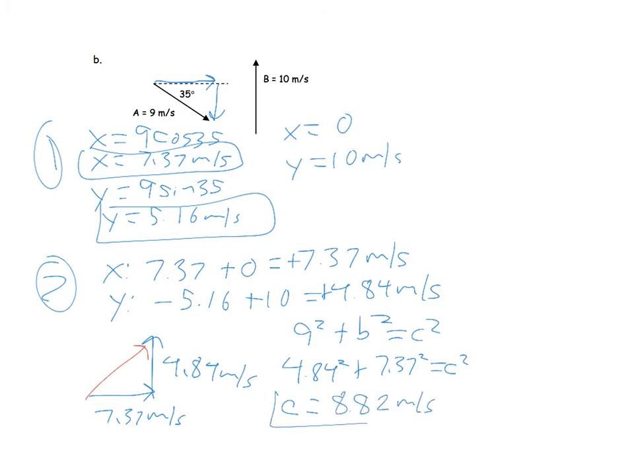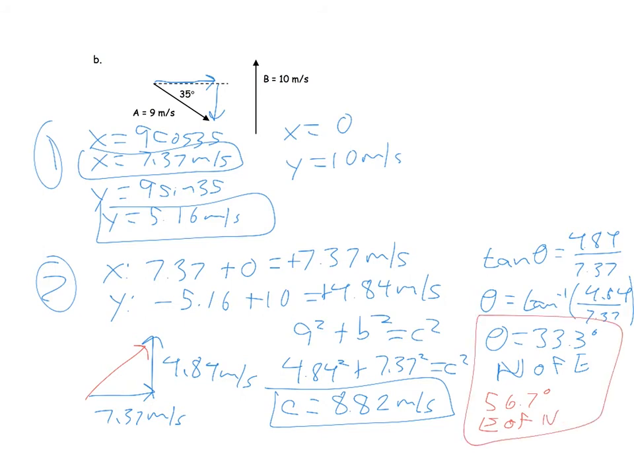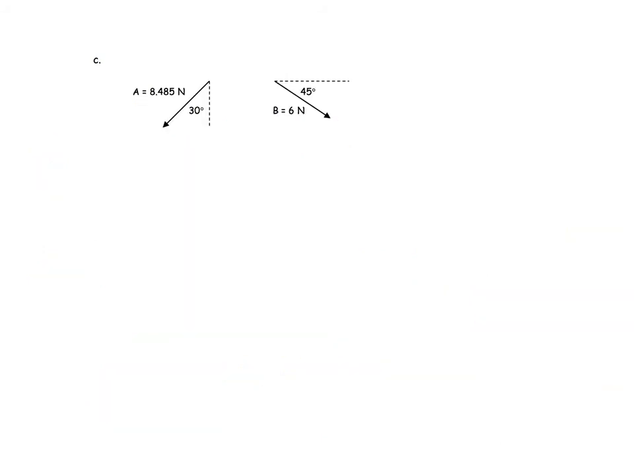8.82 meters per second. For my angle, I'm going to say that tangent of theta is opposite, 4.84, over adjacent, 7.37. So the angle is the inverse tangent of that, 4.84 over 7.37. And so my angle here becomes 33.3 degrees north of east. Okay, alternatively, I could have said 56.7 degrees east of north. Either one is acceptable. For my last one here, I'm going to start once again by componentizing my vectors.